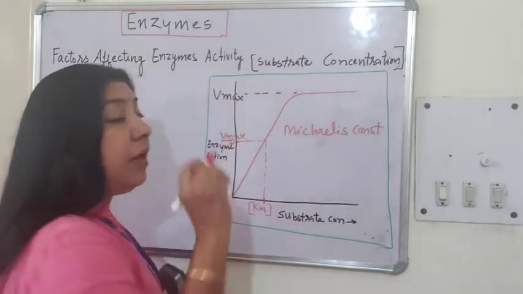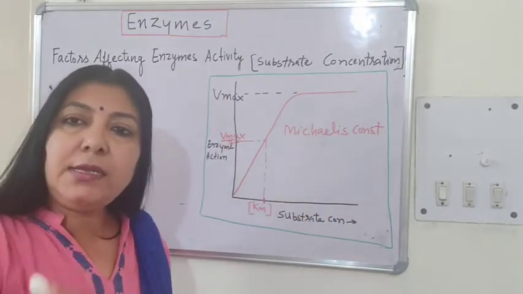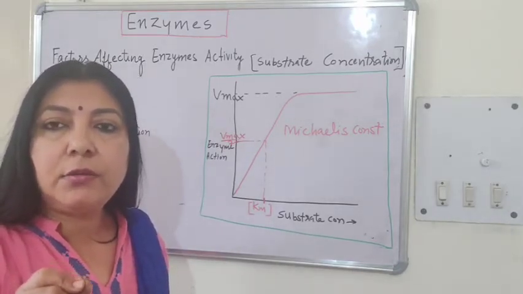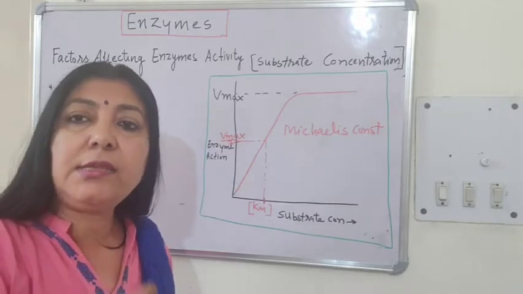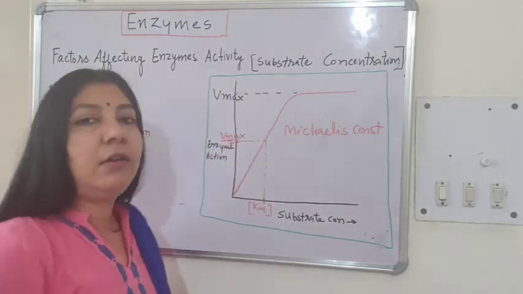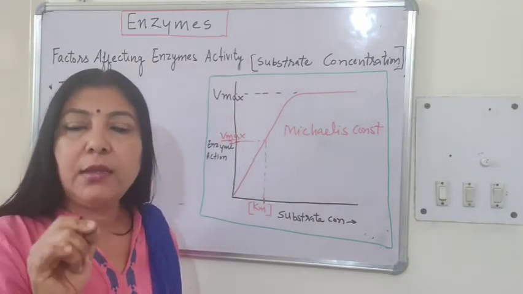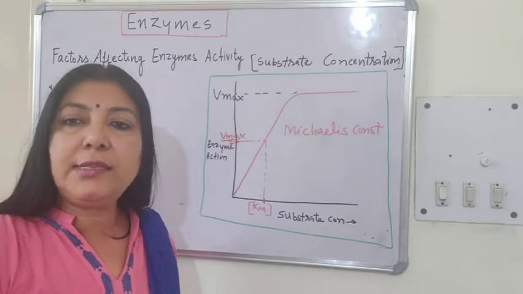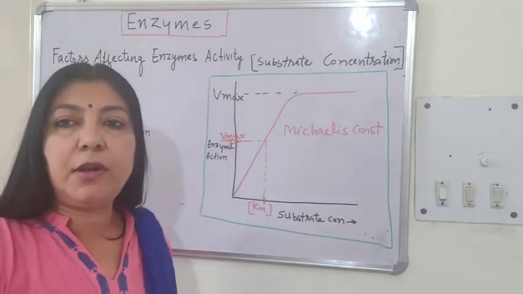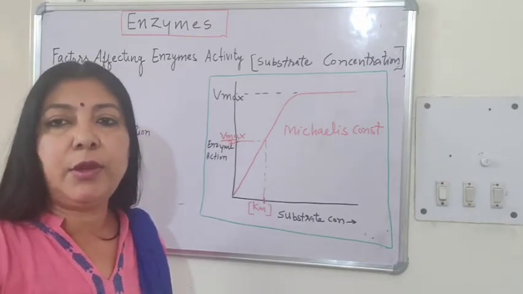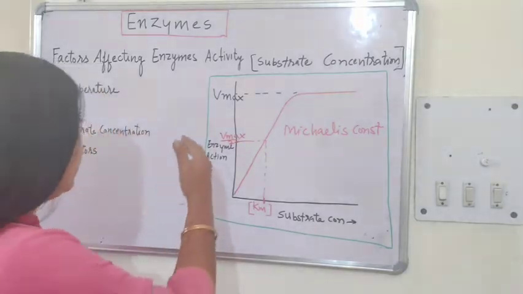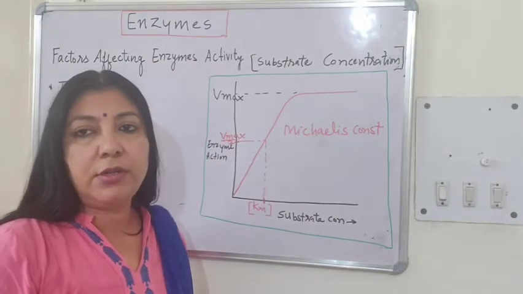So for every enzyme, there is a specific concentration at which the enzyme activity is half of the Vmax. So that is a constant value. When we work on the enzyme activity, we must know the Km value of a particular enzyme, and that is fixed because it's a constant value. So this was the third factor, substrate concentration.